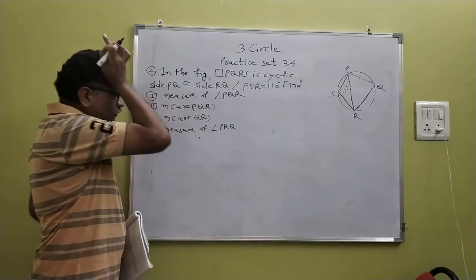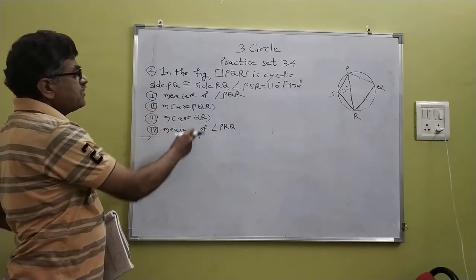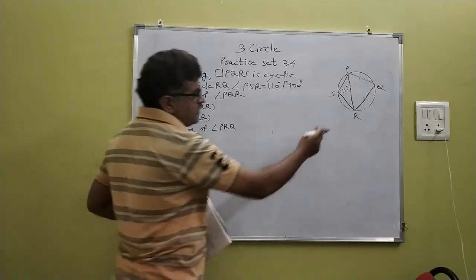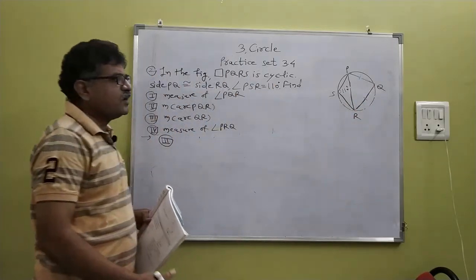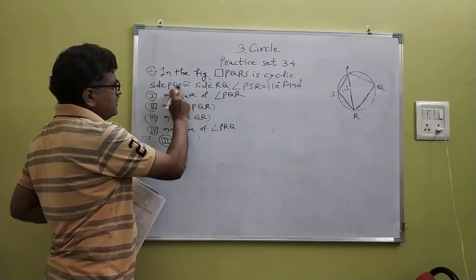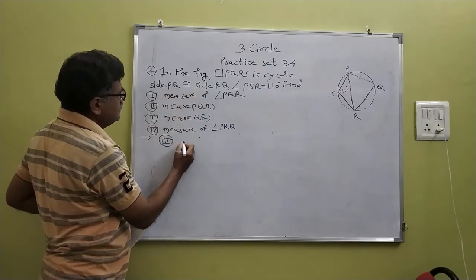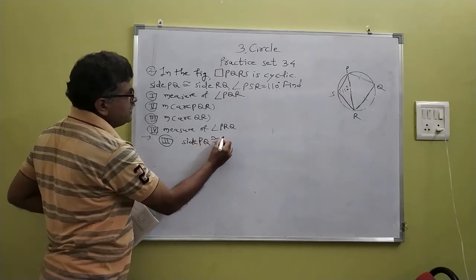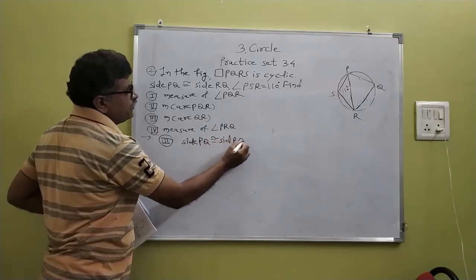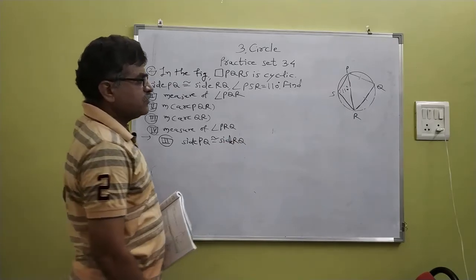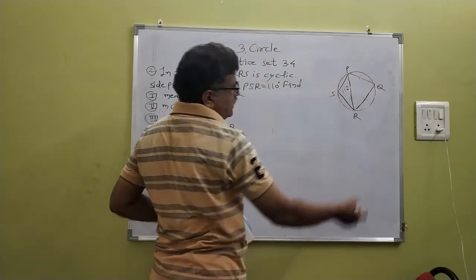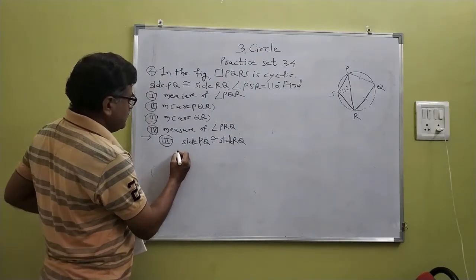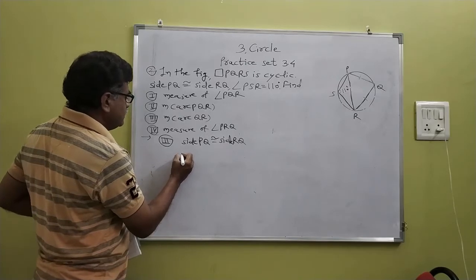Now third, we have to find the measure of arc RQ. Now we are given that these two sides are congruent: side PQ is congruent to side RQ. We have been given side PQ congruent to side RQ. These two are congruent.